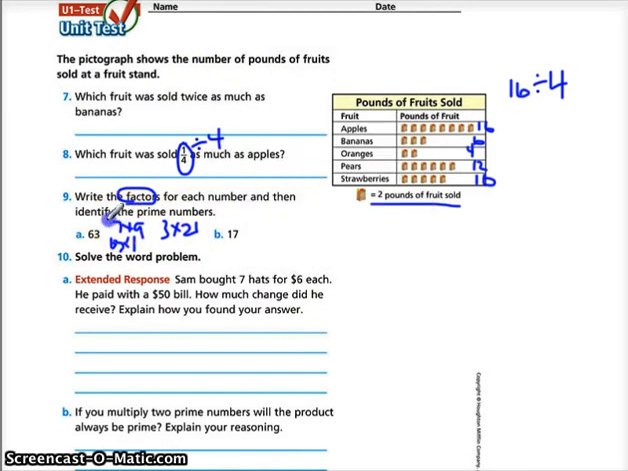Those would be 7, 3, and I believe that's it. 21 is not prime, 9 is not prime, and 63 is not prime. All right, see if you can do B on your own.